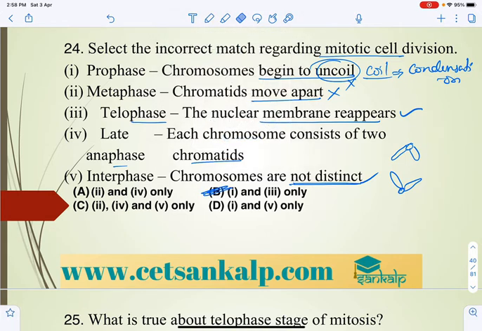Here we can say the first one is incorrect. We already mentioned that chromosomes begin to coil, that is condensation. So this is incorrect. And in metaphase, they won't move apart, alignment will be there. So the second one is also incorrect.